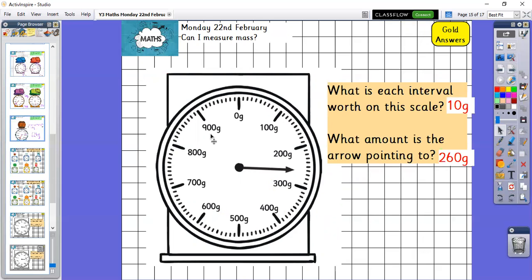Okay, so did you get it? Each of these little intervals is actually worth 10 grams. And then when you look at where the arrow is pointing, it's pointing at 260 grams. If you're ready for the next challenge, let's move on to platinum.